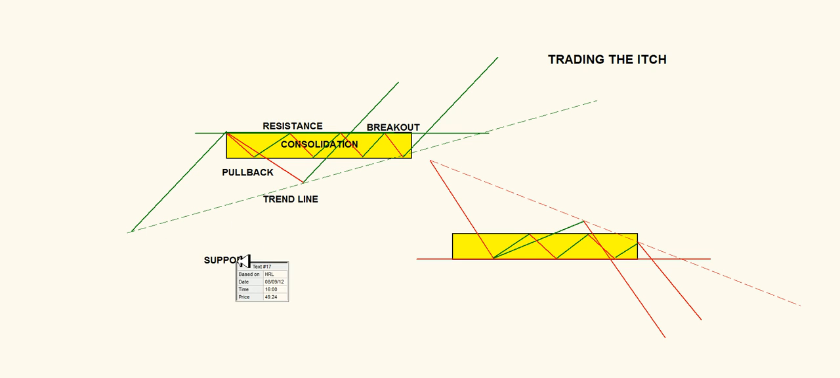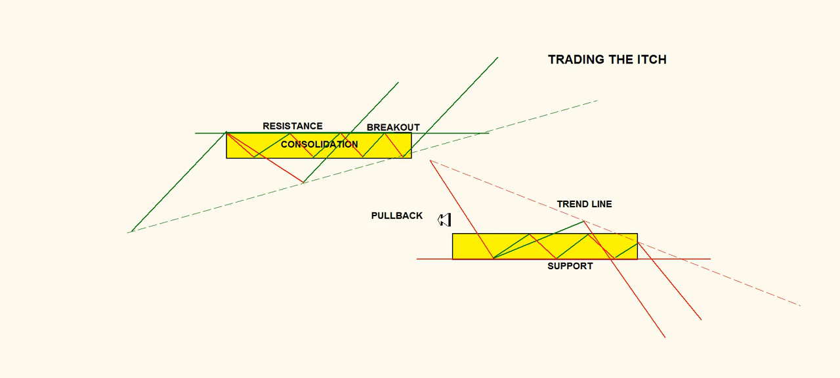And then when we move over to the short side, when we're trading the downside, we trade both bullish and bearish. We have our trend line. We have our pullback. We have our breakout. We might as well call it breakdown, but a breakout to the downside. And we have our consolidation. Pullback, a longer consolidation, breaks the support. So it breaks out to the downside along a trend line. And the opposite when we're trading the bullish trade. This is called trading the itch.